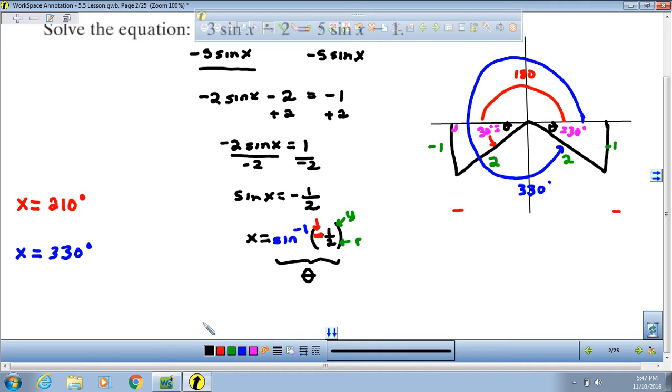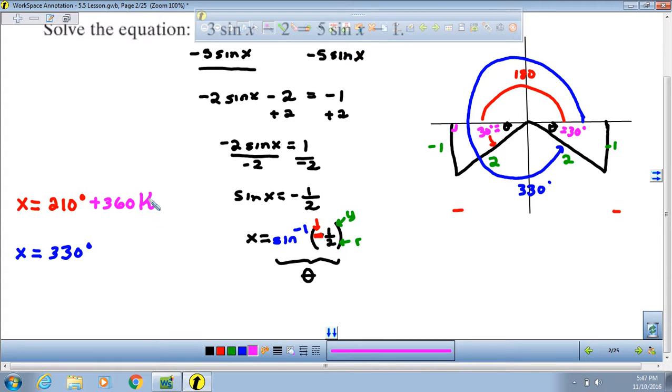But now we need to find all the general solutions, not only these two. Remember that sine is going to repeat that value of negative 1/2 after another 360 degrees, and so on. So the general solution for this equation would be x equals 210 degrees plus a multiple of 360, which is 360k, where k is any integer.